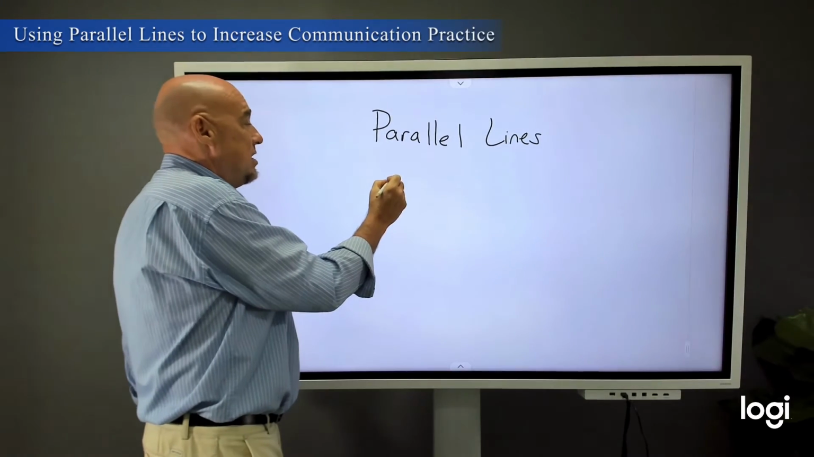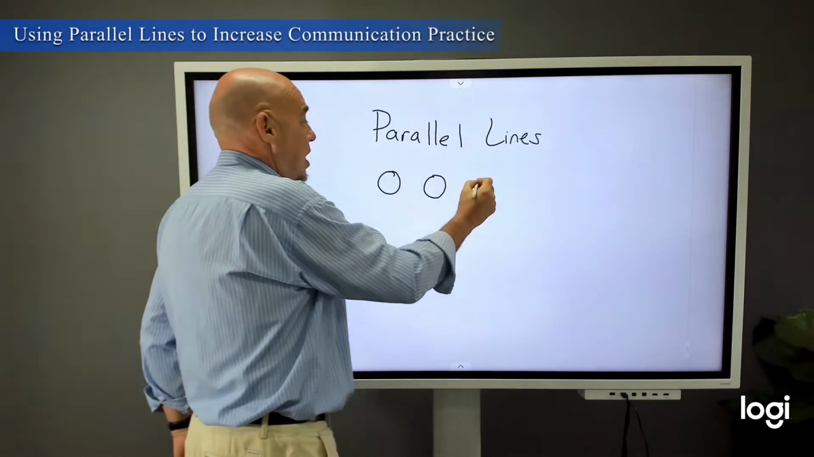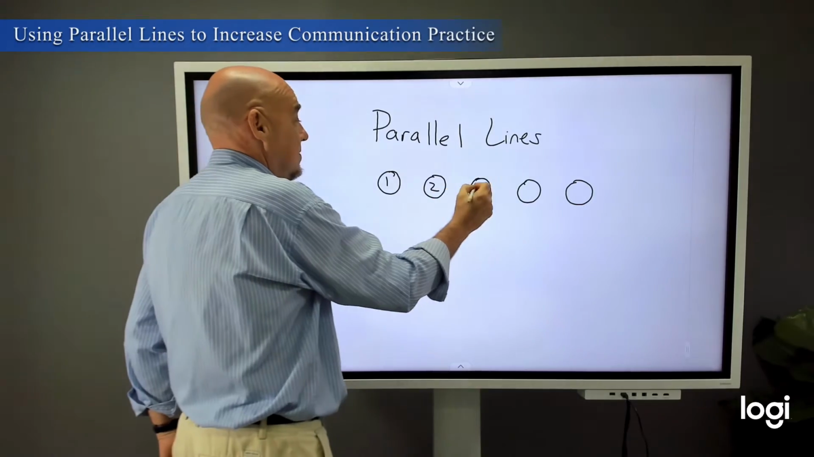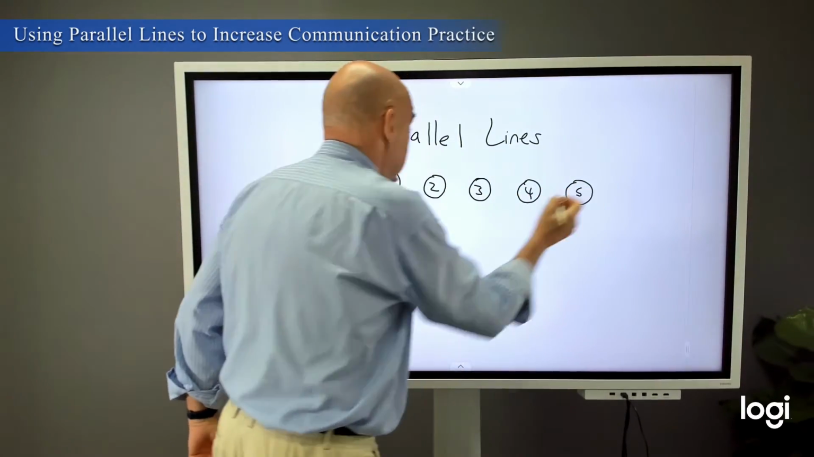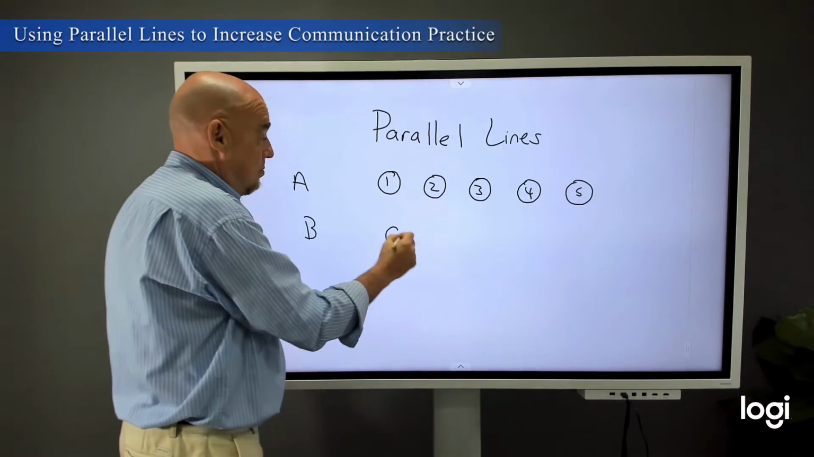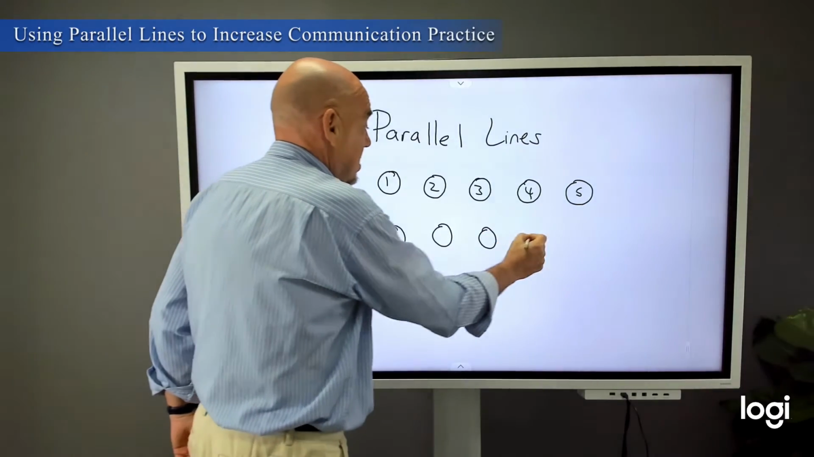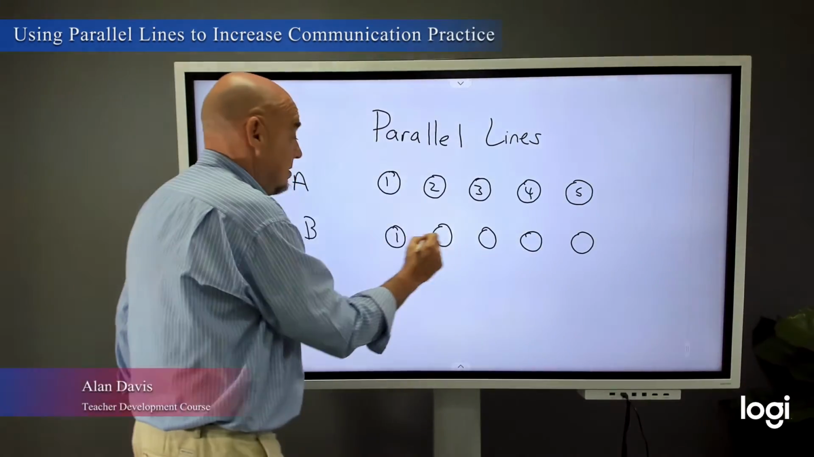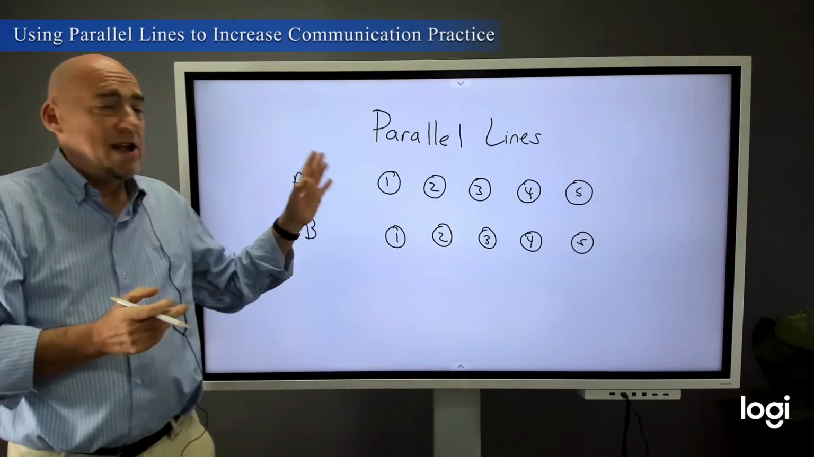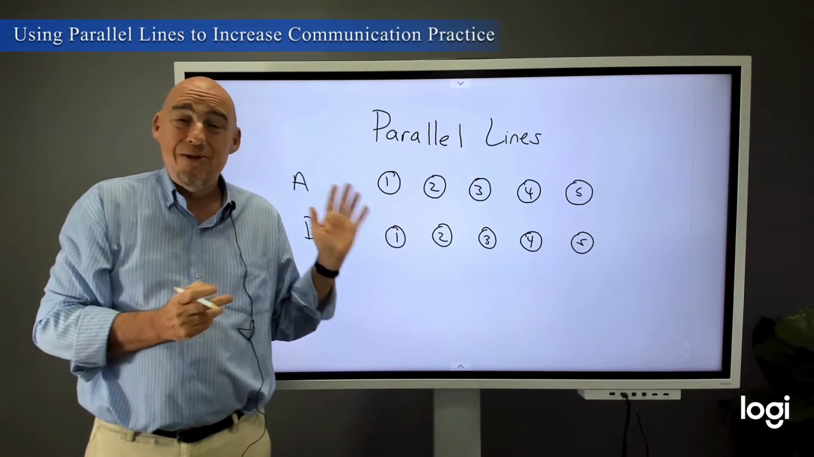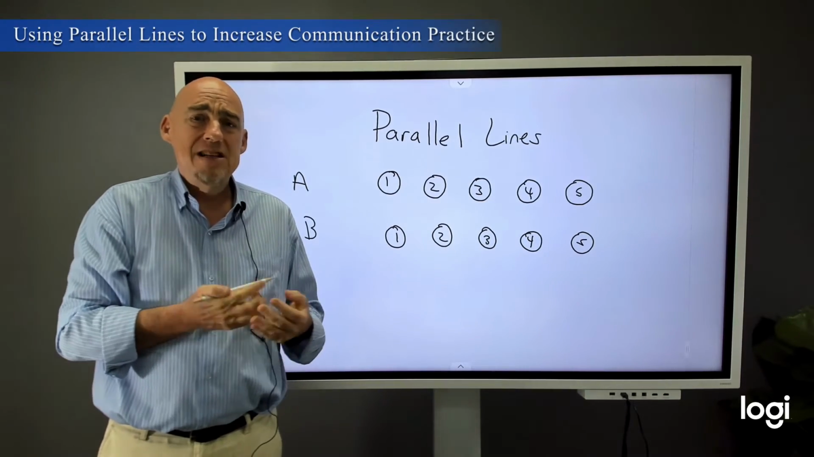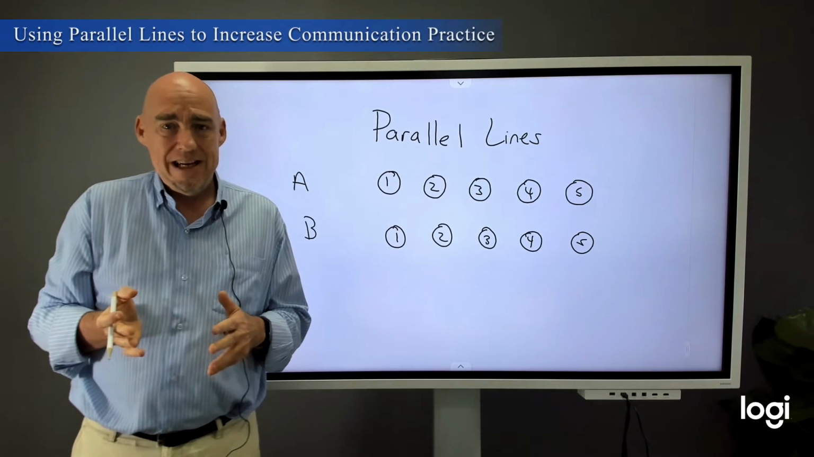So first, let's get some students. I'm going to draw some circles here, and these represent my students. Okay, this is row A, and now I'm going to put row B. Okay, student 1, 2, 3, 4, 5. Now I'm putting 10 students here. 10 is a really good number of students to have for this activity. I would recommend from 10 to 20.